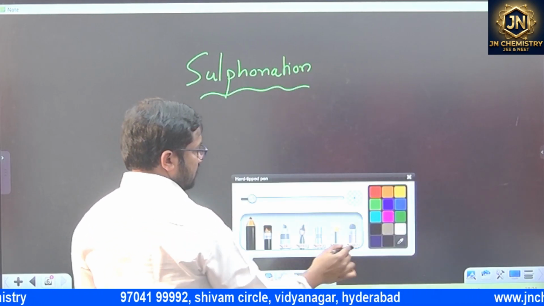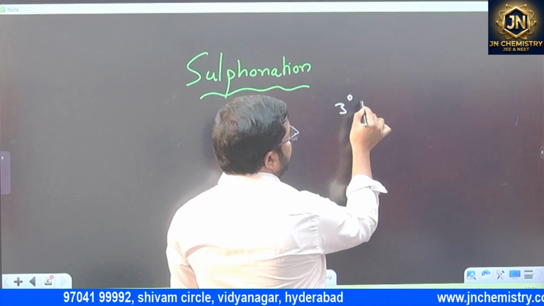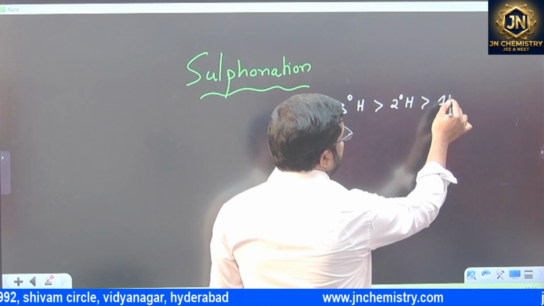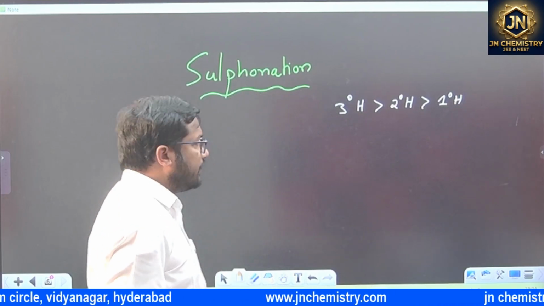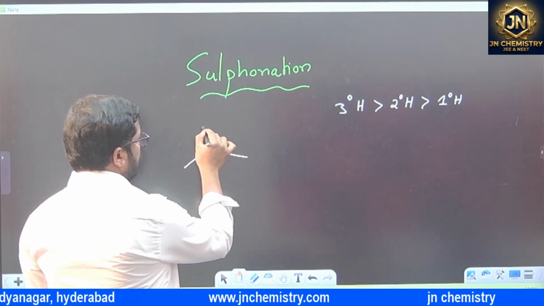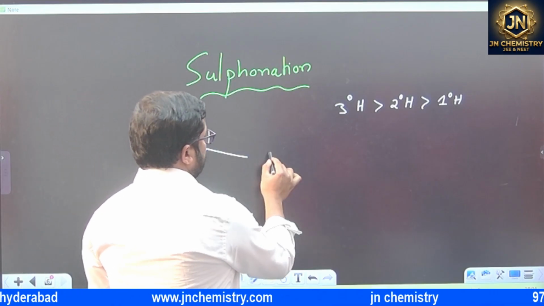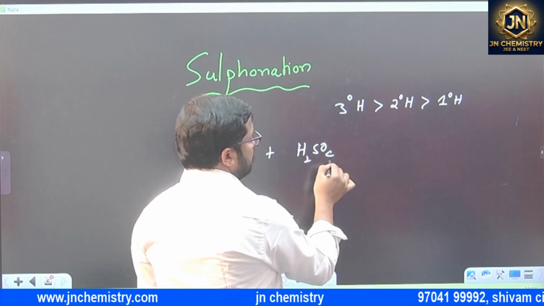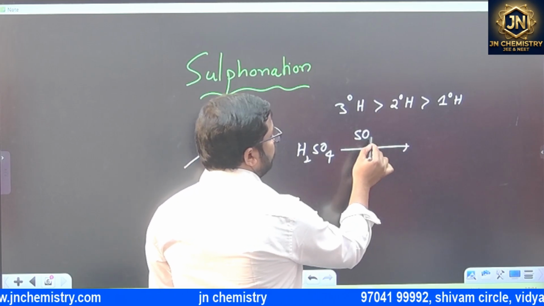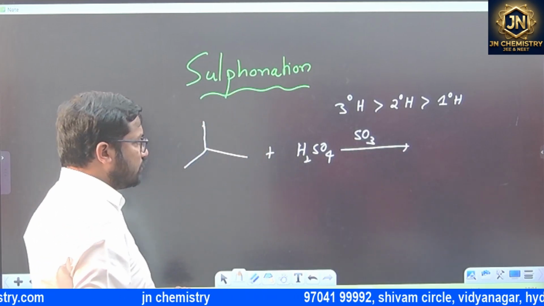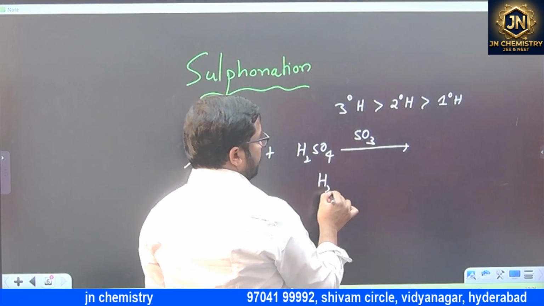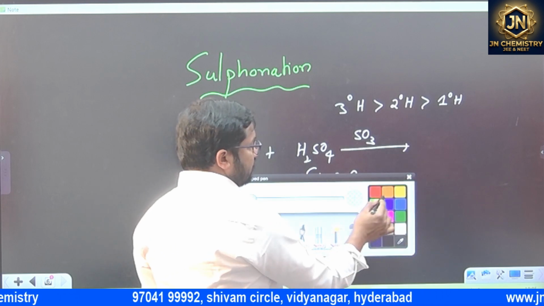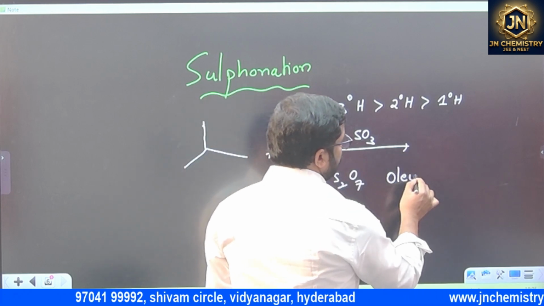Sulfonation. The order of reactivity of alkanes is 3 degree hydrogen, then 2 degree hydrogen, then 1 degree hydrogen. So we are using H2SO4, fuming sulfuric acid, which is H2SO4 plus SO3, or H2S2O7 also we can use. H2S2O7 is called what? Oleum.